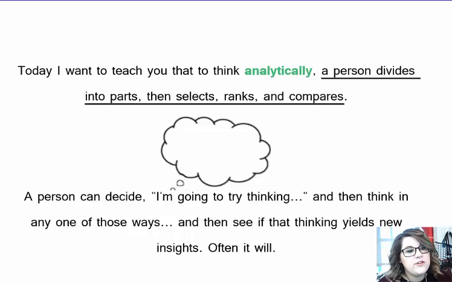So today I want to teach you that to think analytically, a person divides into parts, then selects, ranks, and compares. So a person can decide, I'm going to try thinking about maybe their division, their selection, rank, or comparison, and then think in any one of those ways and see if that thinking yields new insights or ideas. Oftentimes it will. It will make you think about things that you haven't quite thought of before with your text.